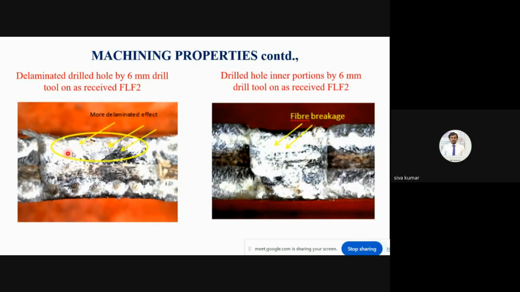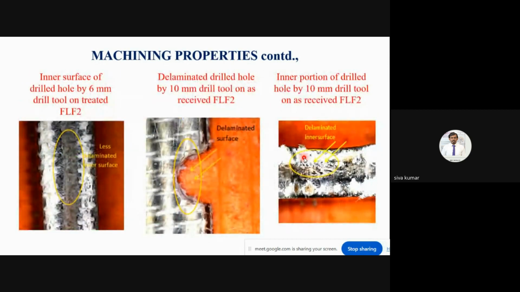Here there is more delamination because of the as received condition. This is Ceylon treated. There is not much delamination on these surfaces. Actually, I typed it wrongly. It is treated.